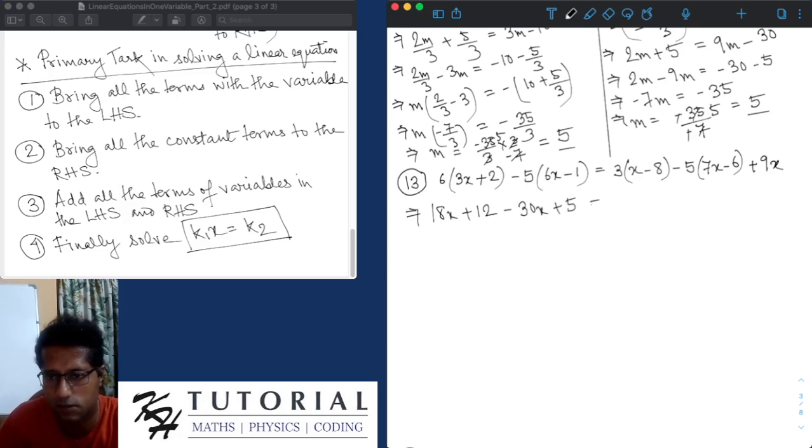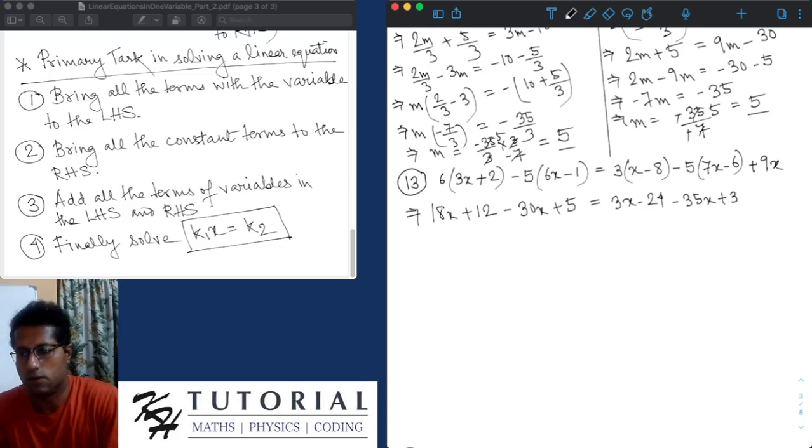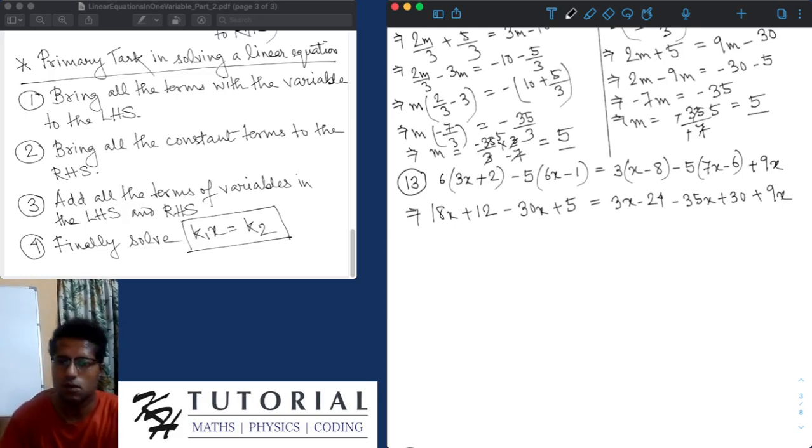This is the LHS, and the RHS is 3 multiplied by x minus 8, which is 3x minus 24, and minus 5 multiplied by 7x minus 6, which is minus 35x plus 30, and we have the remaining term, that is 9x. So now I will bring all the variable terms to the left hand side and all the constant terms to the right hand side.